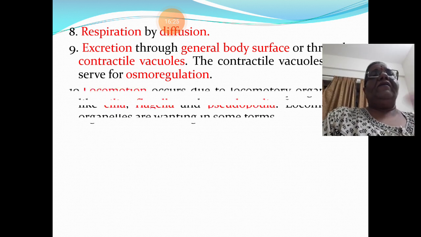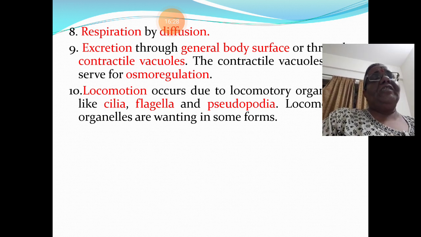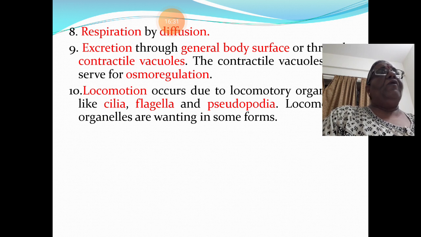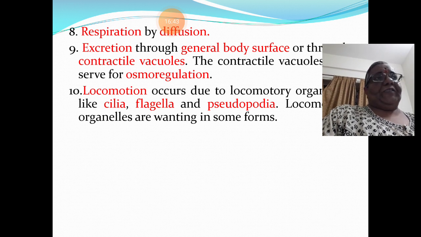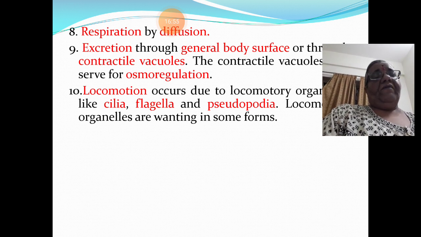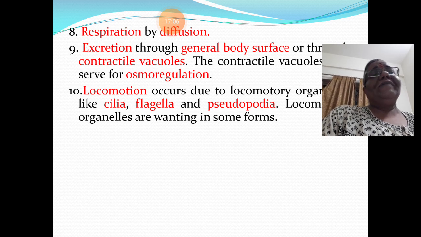Then, locomotion, that is movement, occurs due to locomotory organs. The way you walk with your legs, in the same way, there are special structures present in protozoans which serve the purpose of locomotion. They are in the form of either cilia, plural, cilium, singular, or in the form of flagella, plural, flagellum, singular, or in the form of pseudopodia, plural, pseudopodium, singular.